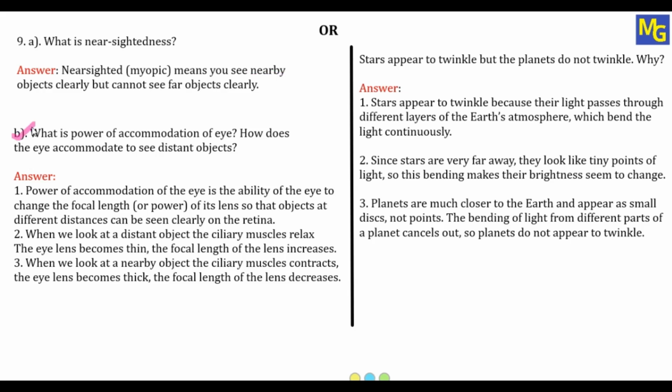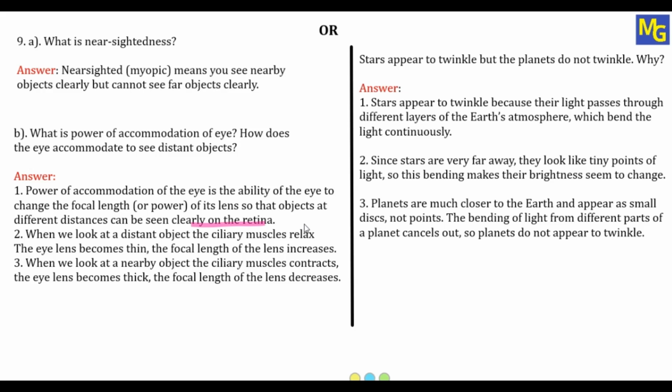Now question B: what is the power of accommodation of the eye? How does the eye accommodate to see distant objects? Here first we will write what the power of accommodation of the eye is. The power of accommodation of the eye is the ability of the eye to change the focal length of its lens so that objects at different distances can be seen clearly on the retina.